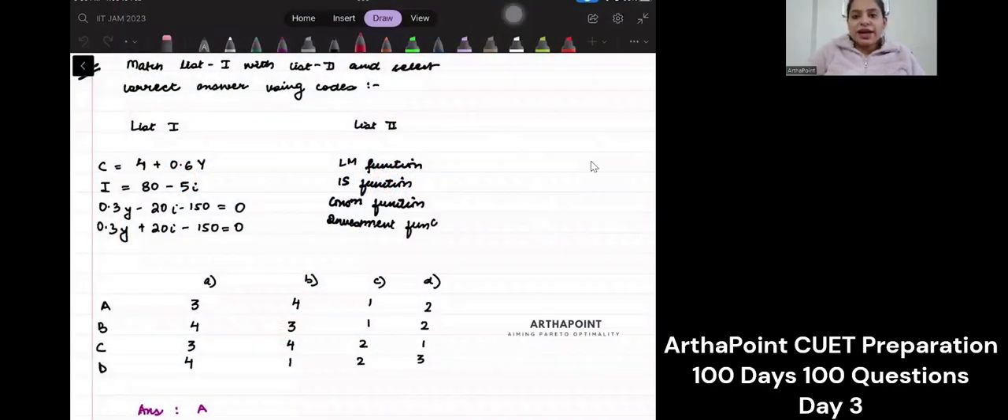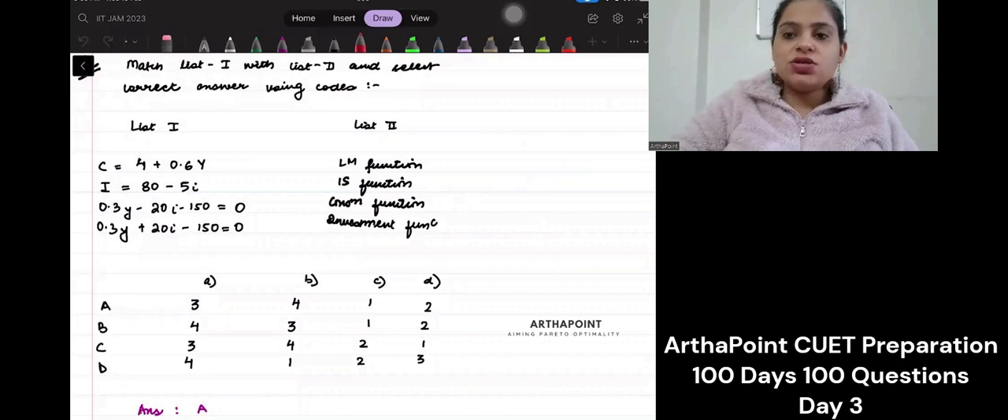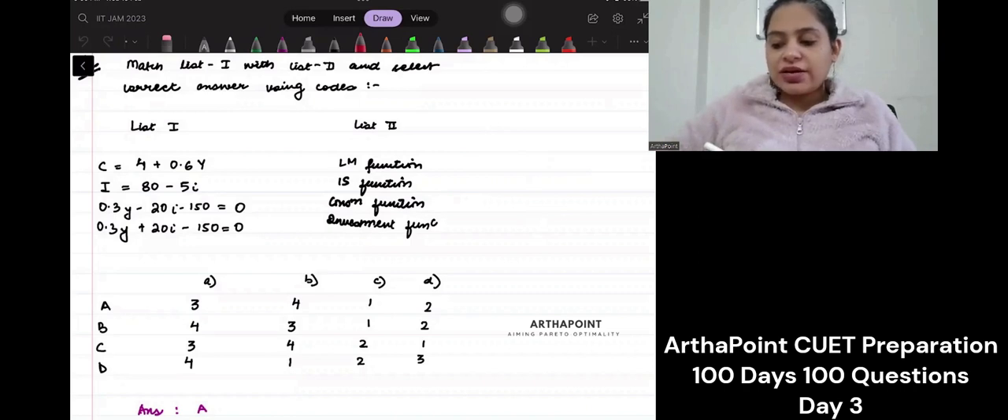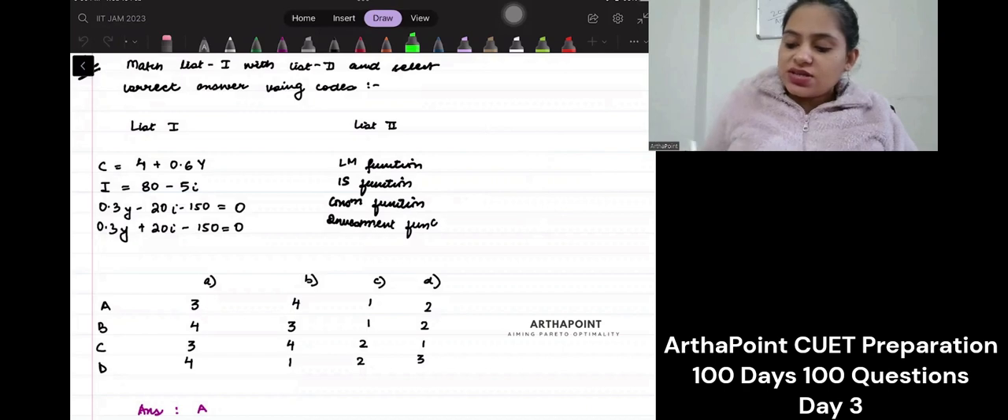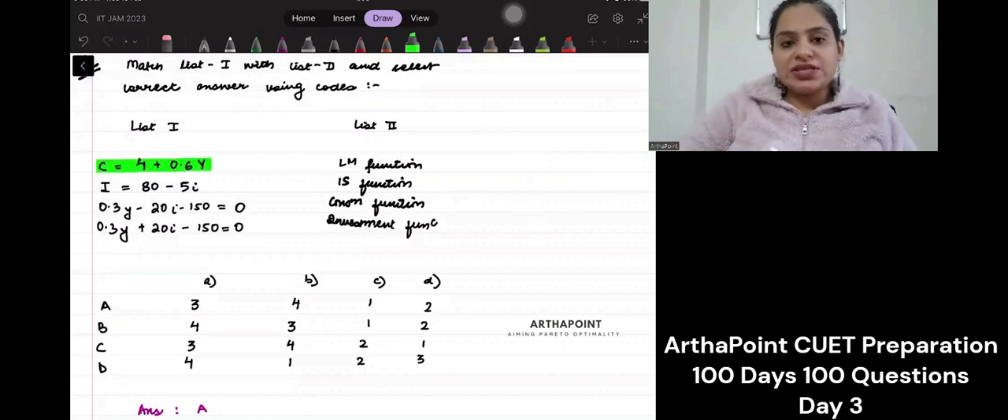Now let us go ahead and have a look at this question. This is a question from macroeconomics. Match list 1 with list 2 and select the correct answer using the code. Look at the first one. It says C is equal to 4 plus 0.6y. This simply looks like a consumption function.